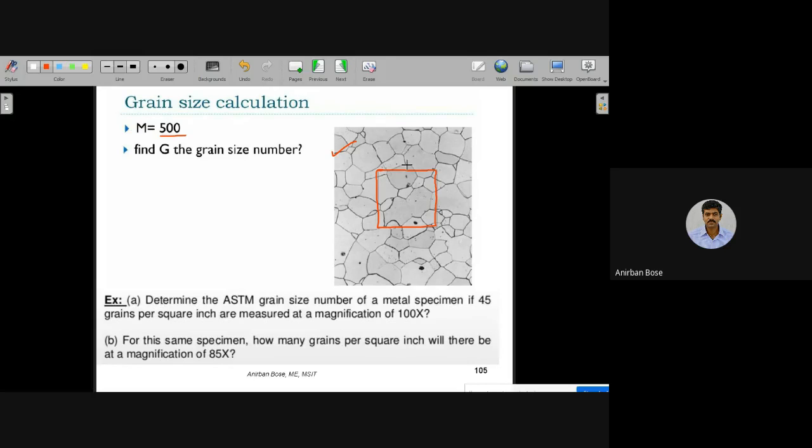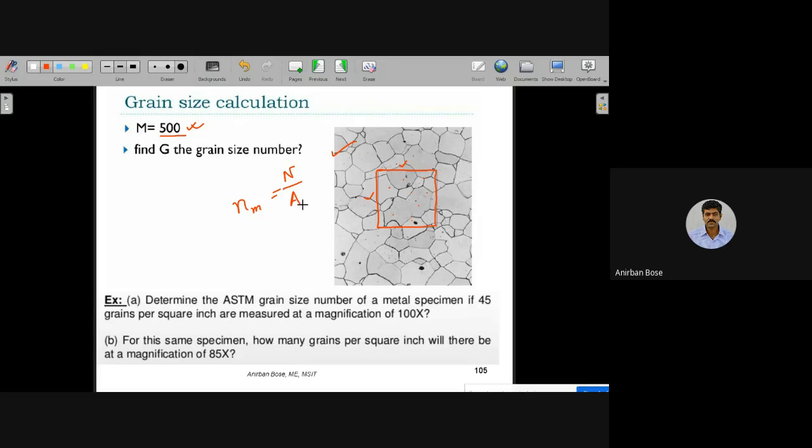With the help of an inch scale, you find out what area you have taken. Definitely that area will be known to you, and you count the number of grains. Suppose that number of grains is capital N. So you do N divided by A, and that will be the number of counts in M magnification, say magnification 500.